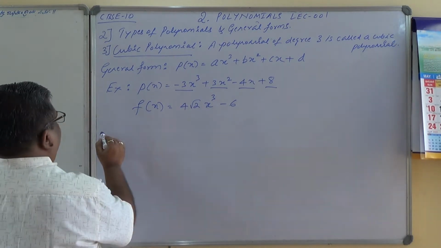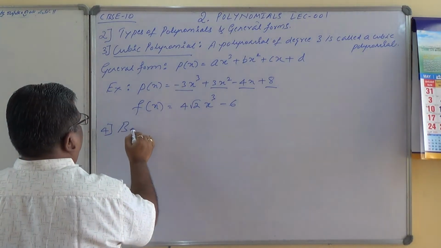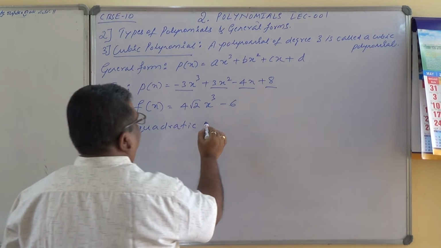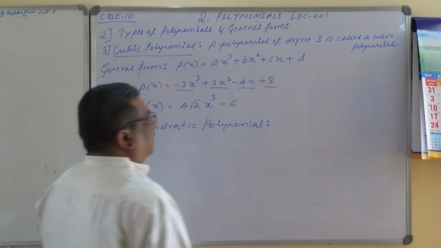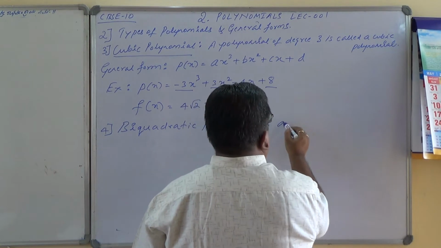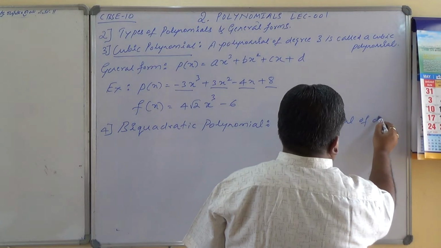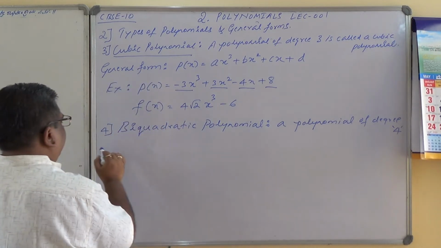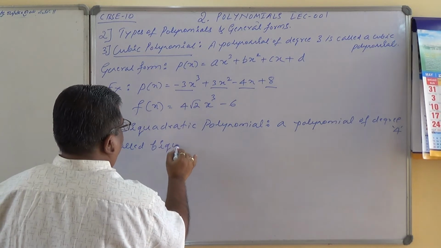Next, fourth one, biquadratic polynomial. So how do you define this one? If the degree of a polynomial is 4, it is called a biquadratic polynomial. A polynomial of degree 4 is called a biquadratic polynomial.